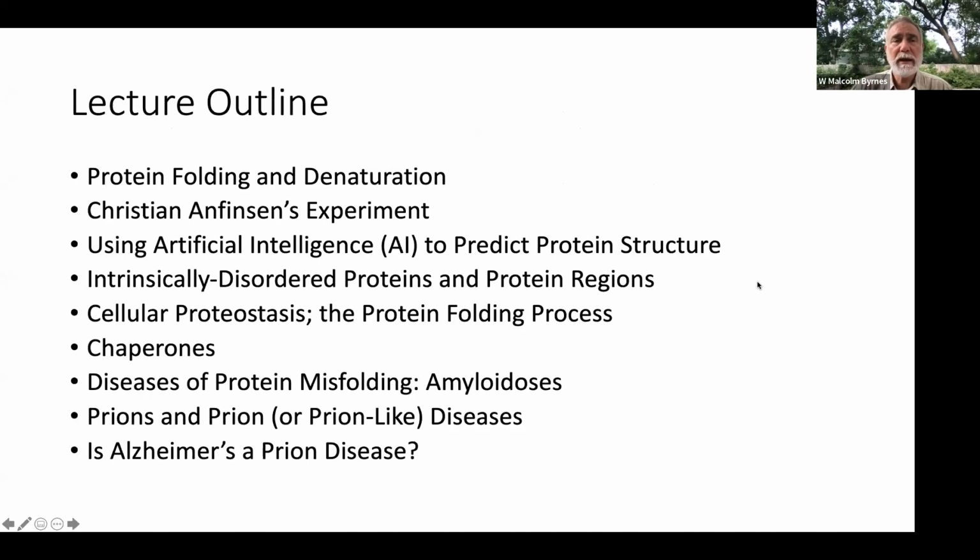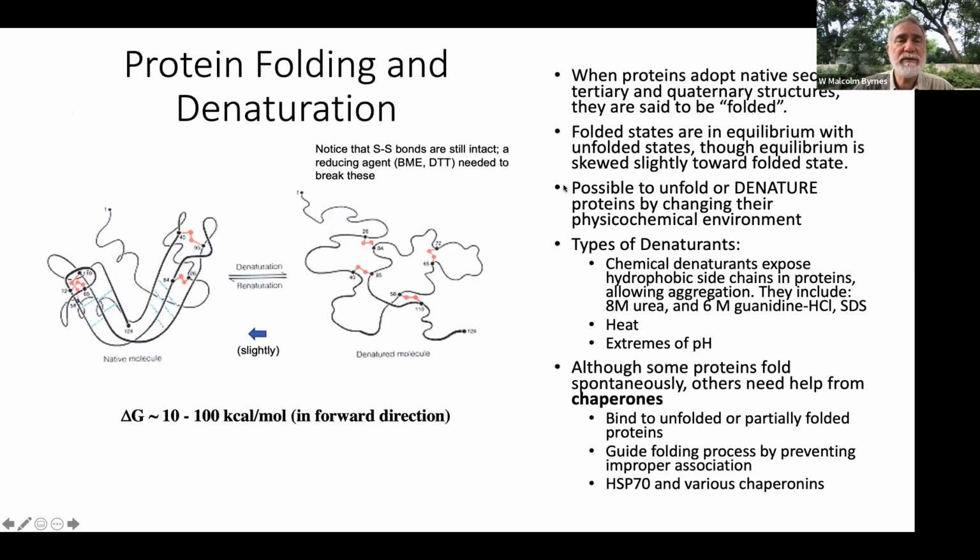So what I'd like to talk about is first, protein folding and denaturation. Then Christian Anfinsen's experiment in the 1950s, using artificial intelligence or AI to predict protein structure, intrinsically disordered proteins and protein regions, cellular proteostasis and the protein folding process, chaperones, diseases of protein misfolding, so-called amyloidoses, prions and prion or prion-like diseases, and then pose a question: is Alzheimer's a prion disease? So let's start with a discussion of protein folding and denaturation.